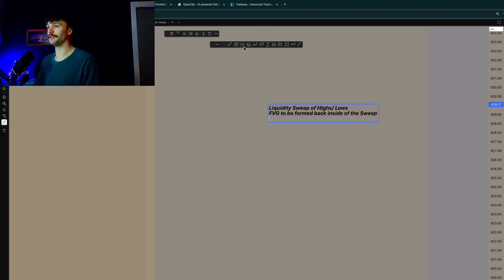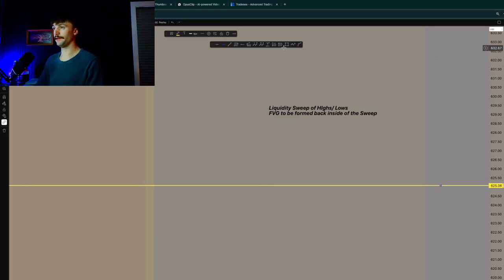So let's actually draw this out here. Let's say that this is our low, and we want to see price come down. And we want to see price sweep this low, then maybe do something like this, and maybe create this fair value gap right here and push up. So if this is going to be our fair value gap right here, we want to see us push up.